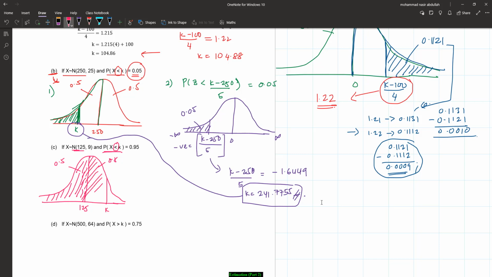So this is the region that we want to find. And this total region would cover 0.95.